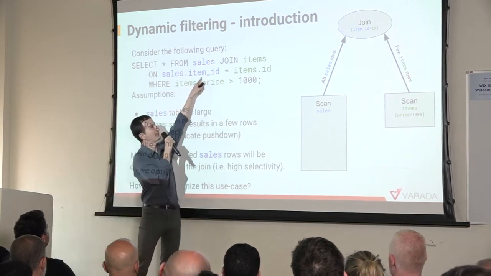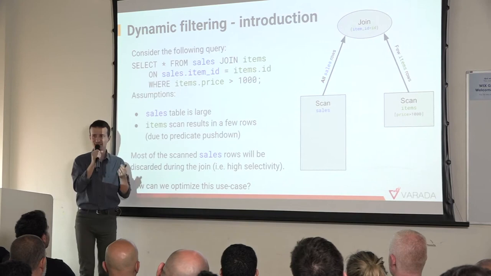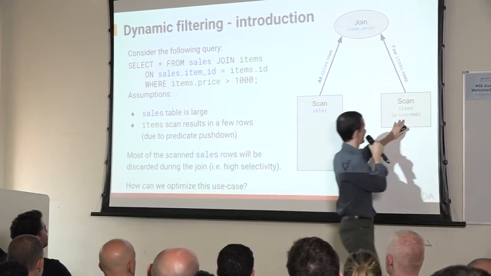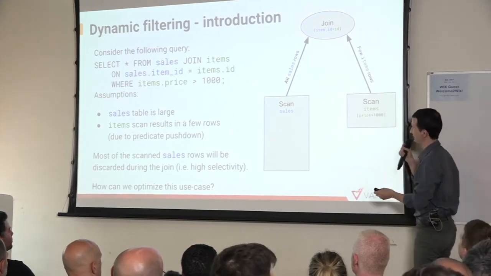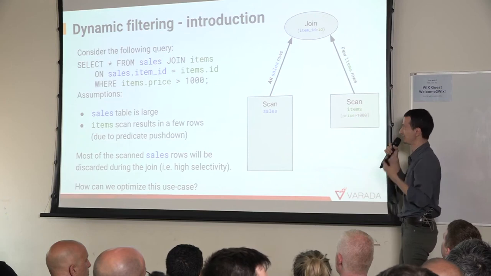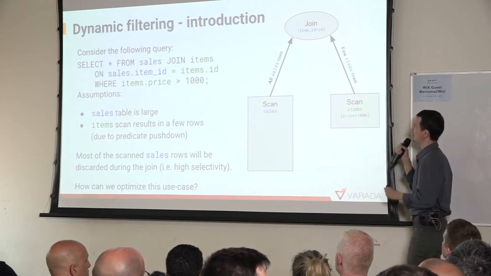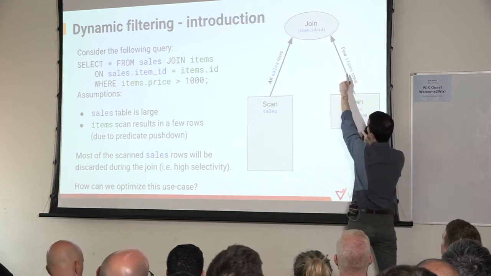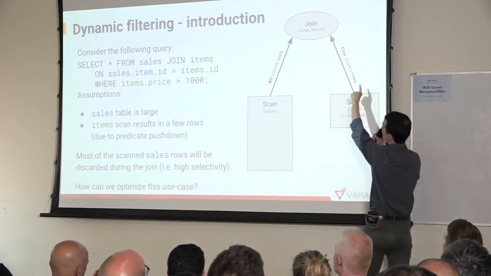We're doing the join over the IDs, but we don't have the IDs beforehand. We can have them after we scan this table, and we estimate that this join will be very selective because we don't have many expensive items. Okay, so when we finish this scan, we probably have a few item rows coming from here into the join.